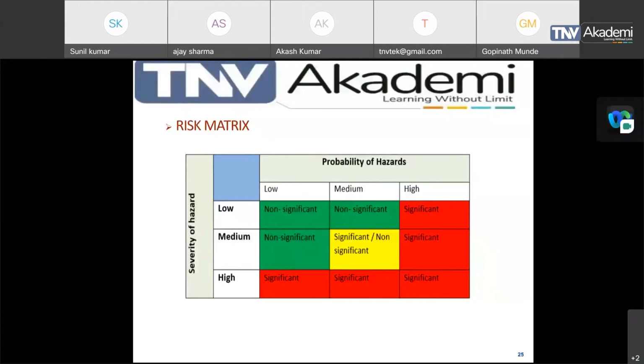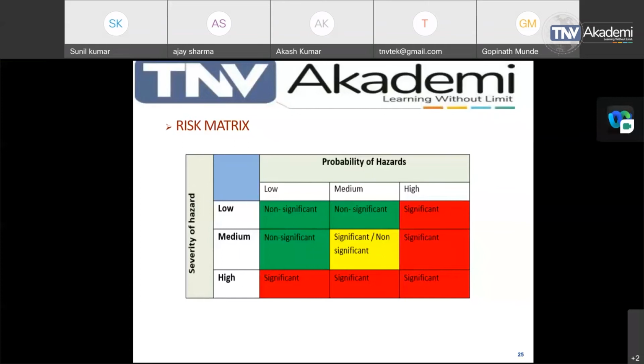So risk is always equal to severity into probability or likelihood of occurrence. You can use probability also, you can use likelihood also. Both of the terms are the same. Probability is also the chance of that. Likelihood means how much it can be impacted, and severity means how lethal or critical or hazardous it can be. So risk is always equal to severity of hazard into probability of hazard, or likelihood of hazard. You can use both the words, probability or likelihood.